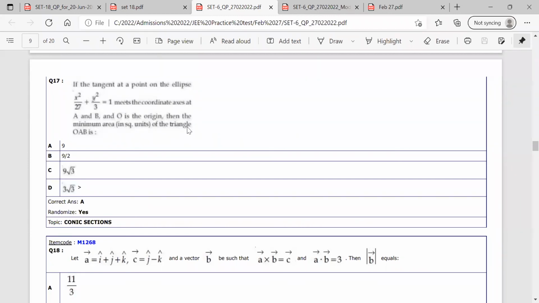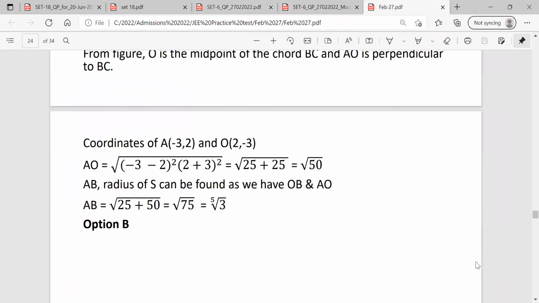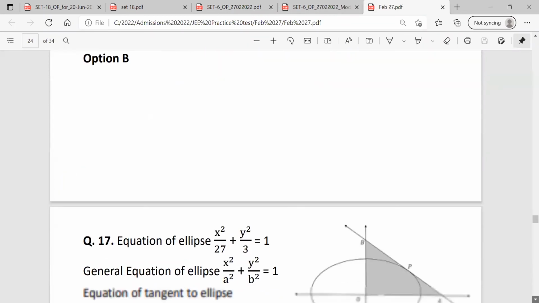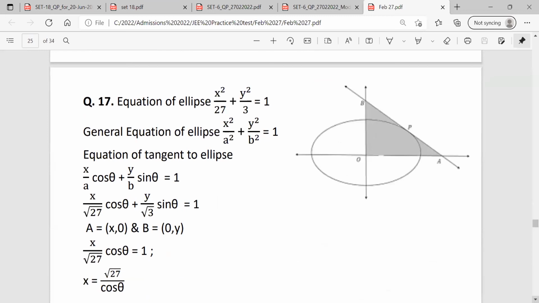So let's have a look at this. We have the equation of the ellipse x square by 27 plus y square by 3 equal to 1. And if we have a tangent which meets the coordinate axes at the points A and B, O is the origin. We have to find the minimum area of the triangle OAB. So let's see how we'll be able to solve this question. Just have a look at the diagram here. So this is the ellipse, and the equation of the ellipse is x square by 27 plus y square by 3 equal to 1.